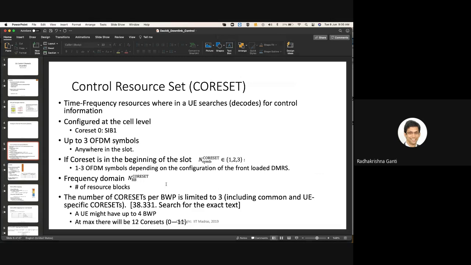In 5G, it's a little bit more UE specific thing. I mean, you don't send anything if the UEs are not there. That's why they introduced the notion of a CORESET.